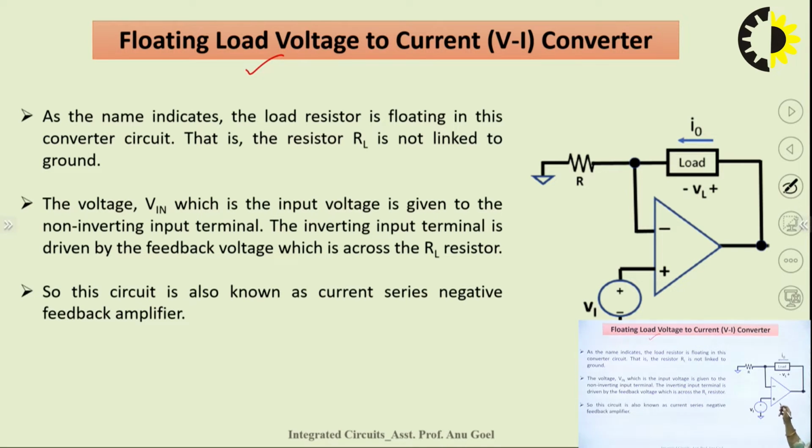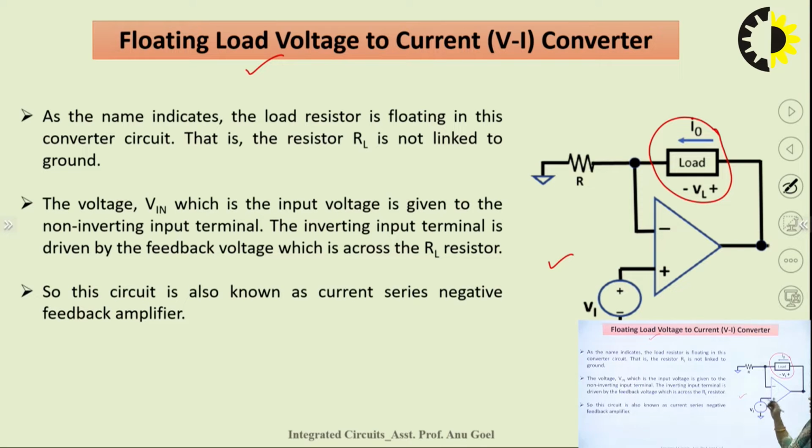Here we have one circuit diagram for our reference. What is the meaning of floating load? We are connecting our load at this point, which is the feedback path of the operational amplifier, and neither of its terminals is directly linked with the ground. So this configuration of V2I converter, where the load is not directly connected with the ground, is called floating load V2I converter. This is the circuit diagram of floating load V2I converter.